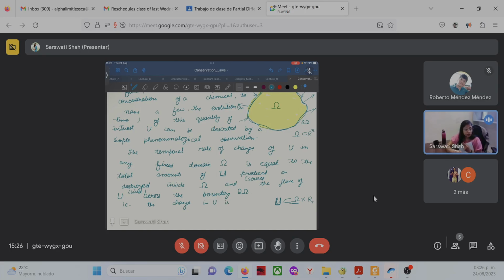So the change in U is because of two quantities. The quantity of U which is produced or destroyed, that we treat as a source term, and the flux of U across the boundary. So the change in U is due to two factors. I am telling just what is coming to my mind, but I have written a better definition in your notes. The source or sink. Sink means something is sinking, something is destroyed. Source means something is emerging, something is created.